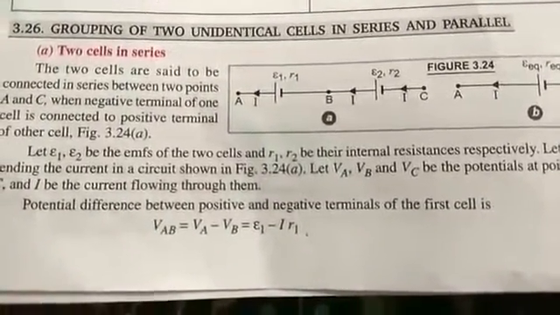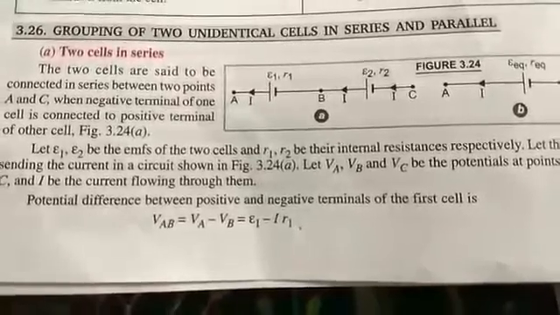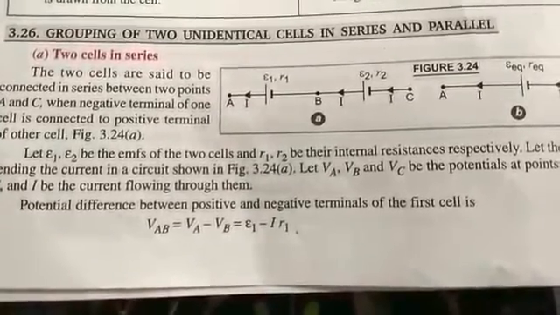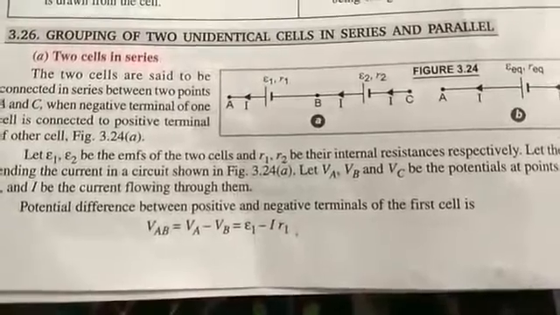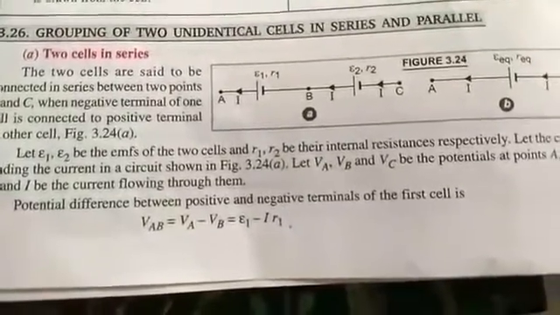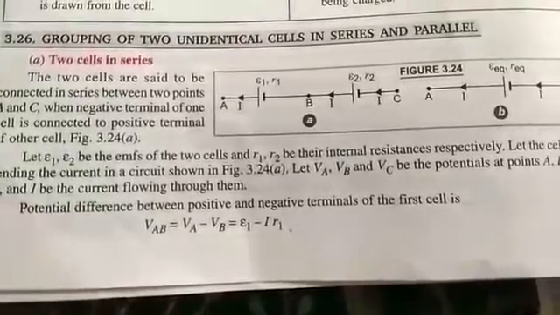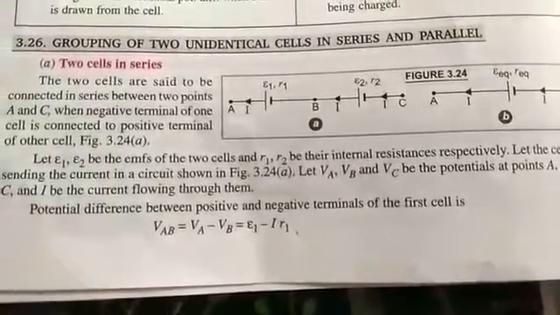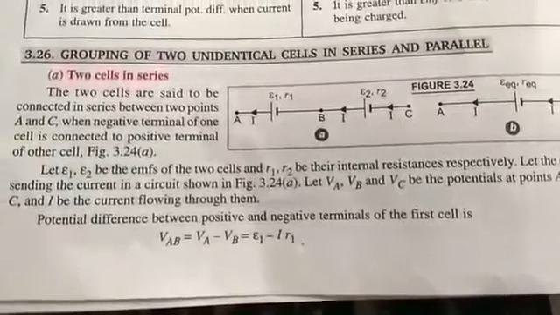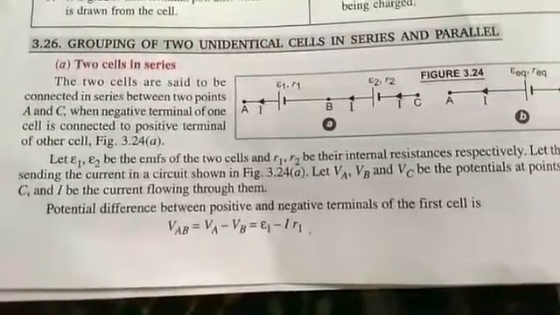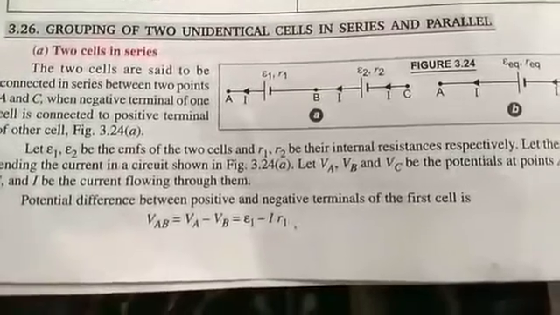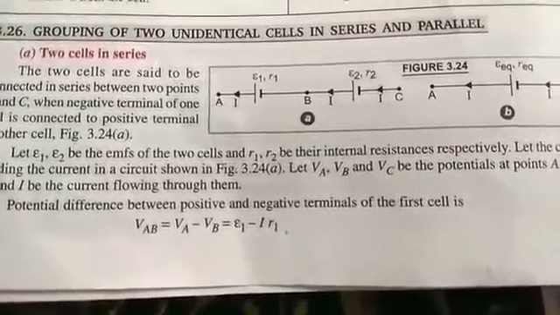I also told you that cells are said to be connected in series if the negative terminal of the first cell is connected with the positive terminal of the other cell. In this way they are in series combination. Now let's see what the total EMF and total internal resistance are. Suppose both the cells are giving current. As the cells are in series, the current will be the same, that is I. Current is flowing through both the cells.